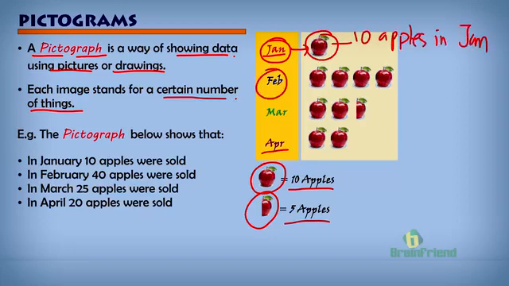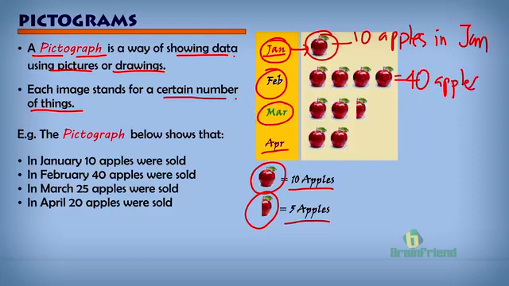Next, in the month of February, he sold 10 plus 10 plus 10 plus 10. Each apple, again, remember, represents 10 apples. So it means that 10 plus 10 plus 10 plus 10 would give us 40 apples. So in the month of February, he sold 40 apples.